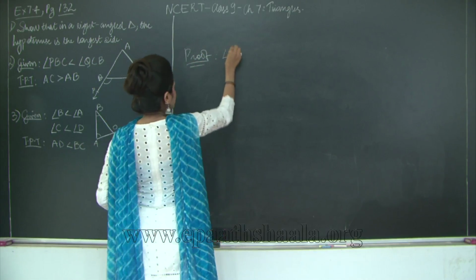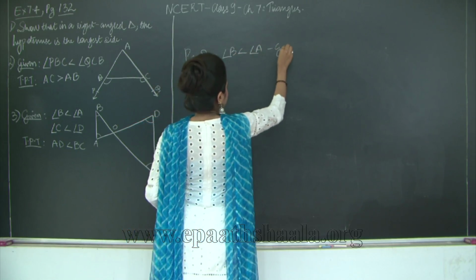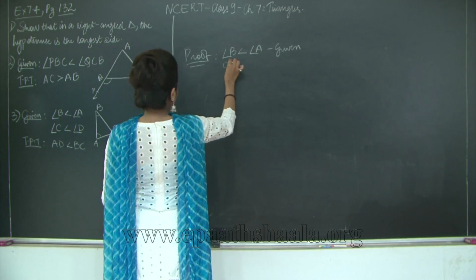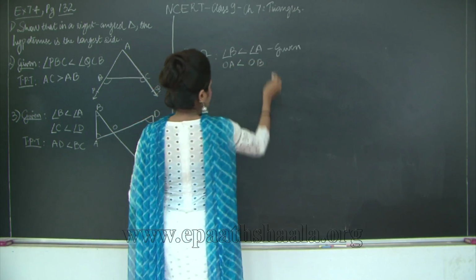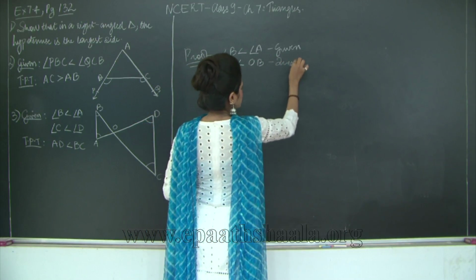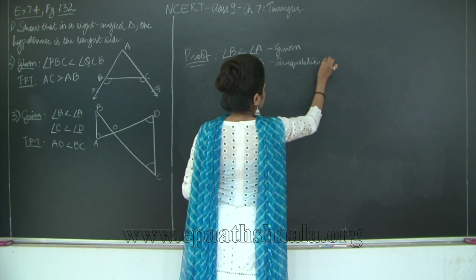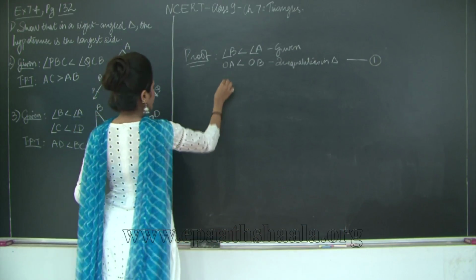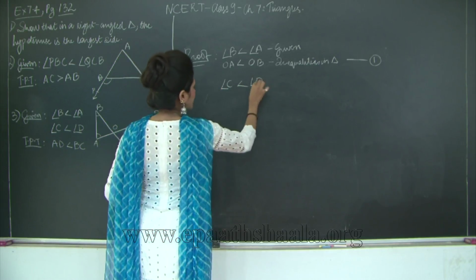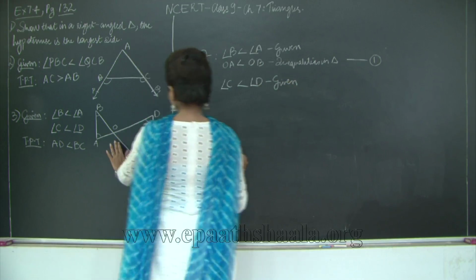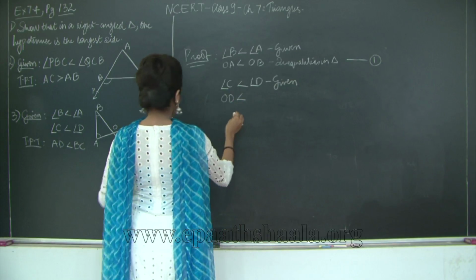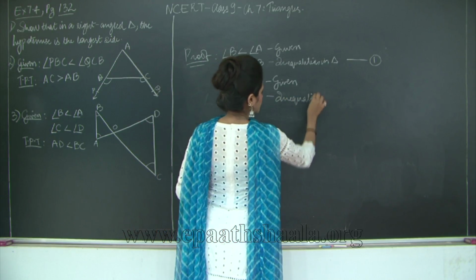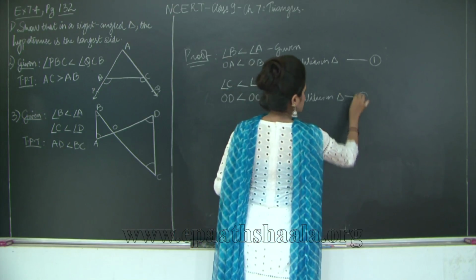So I have angle B is less than angle A. This is given. Therefore, what do I have? OA is less than OB. Why? Inequalities in triangle. And I'll mark this statement as 1. Right? Over here, what has been given? That angle C is less than angle D. This is also given. Therefore, what do I get? The side opposite C would be OD. OD is less than OC. Correct? Again through inequalities in triangle. I'll mark this as 2.